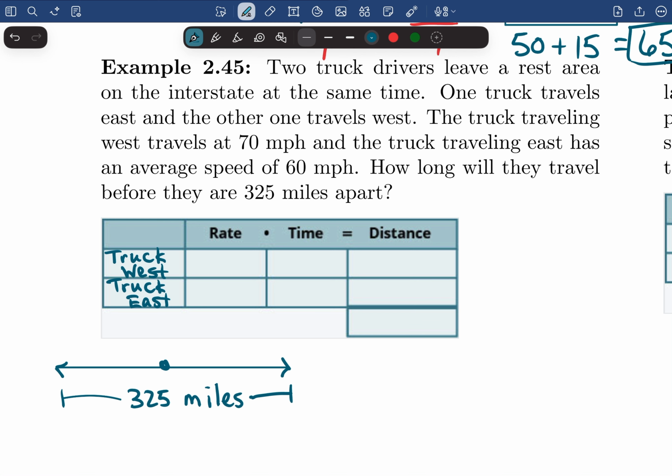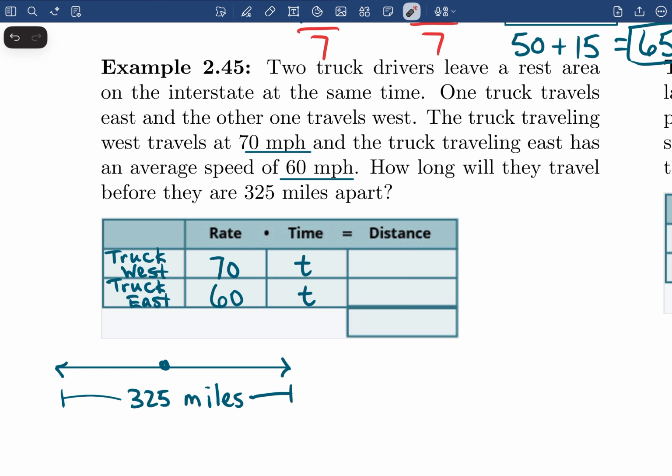So it can be useful to draw a diagram of what's happening for your brain to understand. Now, let's look at some key details, like the truck traveling west was going 70 miles per hour. That's a rate, that's their speed, so I'm going to put 70. And the one going east, they were going slower. They were going 60 miles per hour. Now, the question asks, how long will they be traveling before they're 325 miles apart? So that time is t. And it's that time t for both the trucks because they're traveling for the same amount of time.